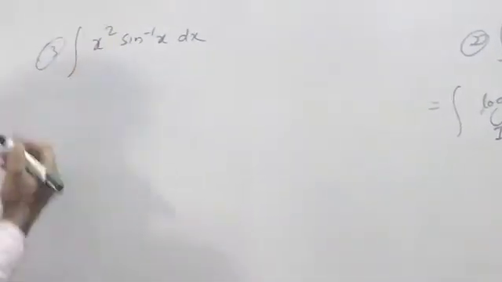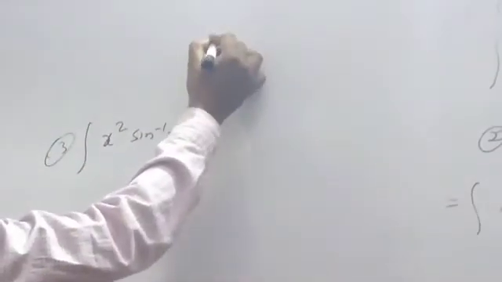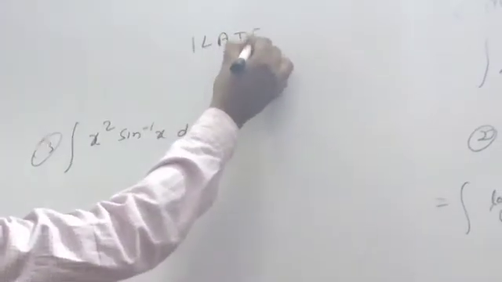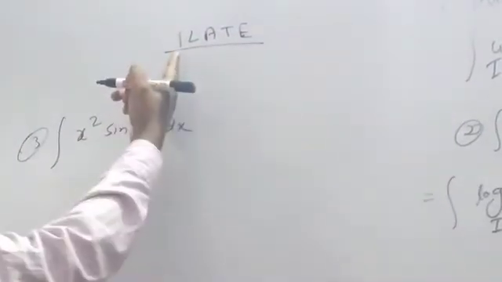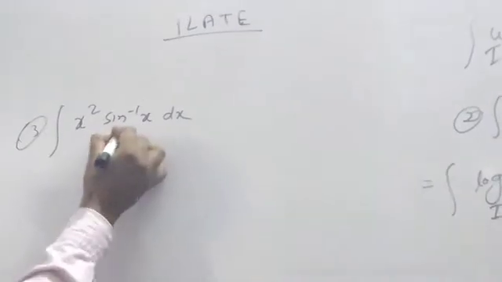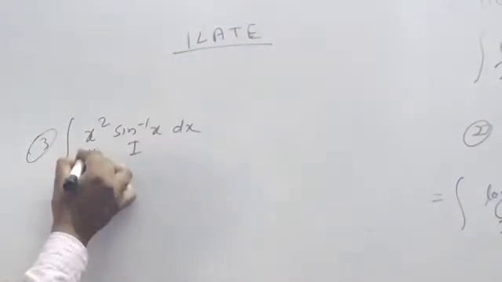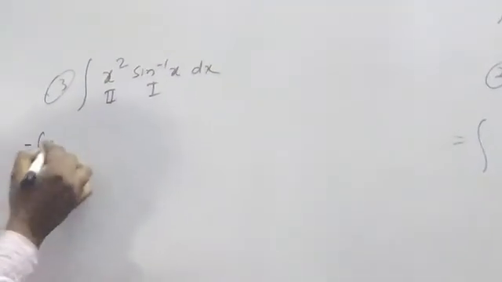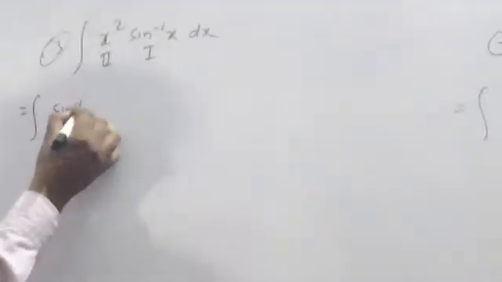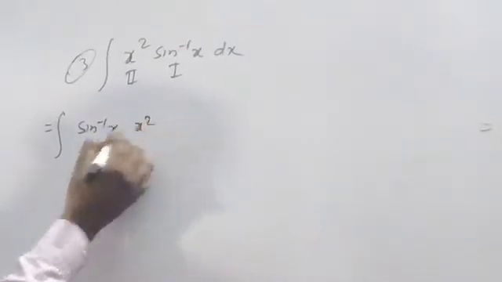See question number 3 here. ILATE. Clear? I means inverse, first function. L means there is no log. A means algebraic, second function. That means sin inverse x into x square, first function and second function, dx.